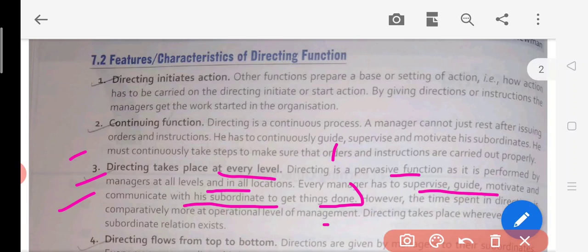If you talk about the top level, then what happens, the top level also guides the middle level. So it happens everywhere, directions will be given. They will keep asking the subordinates, they will keep telling them what they're supposed to do, and they provide a kind of guidance and instruction on what you are supposed to do from time to time. That's why it takes place at every level of management.